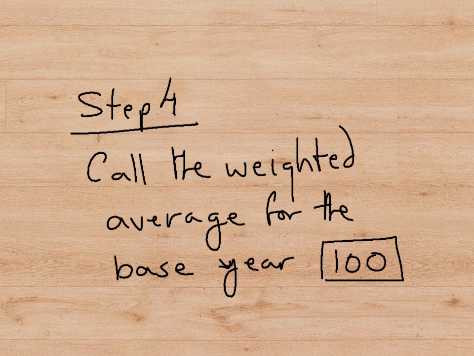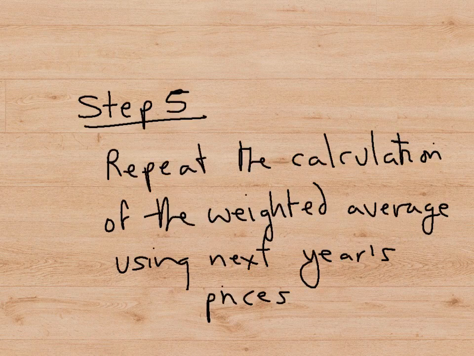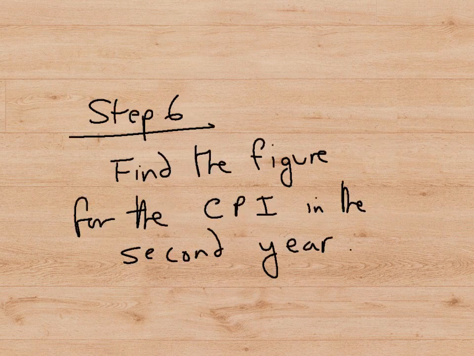And because it's the base year we're talking about, we give an automatic value to this weighted average. We just call it 100. And the 100 is the index number for the base year. The base year's index number is always 100. We then repeat this whole calculation of the weighted average for goods that we buy the next year. So we measure prices again the next year and turn them into a weighted average.